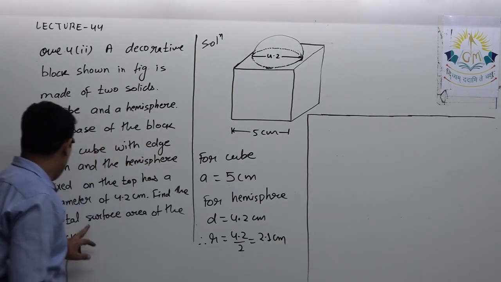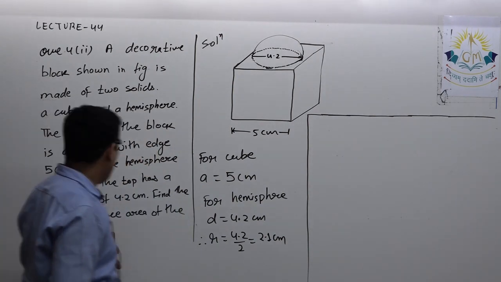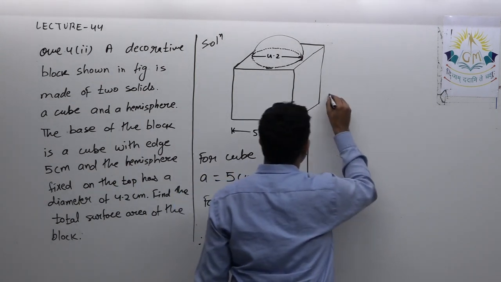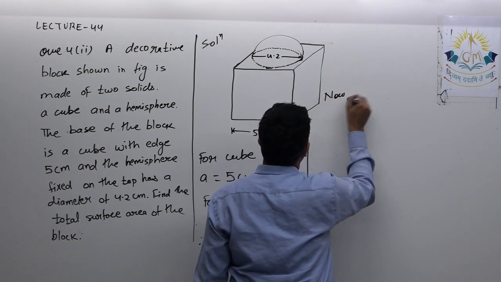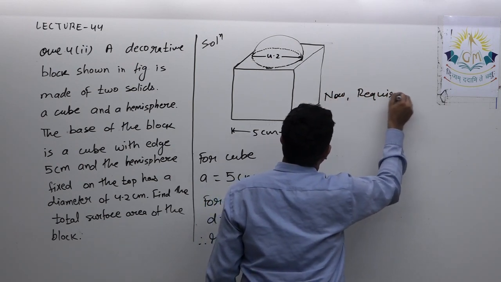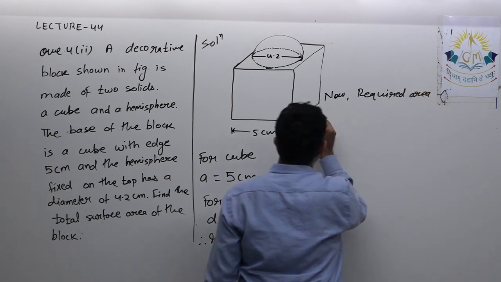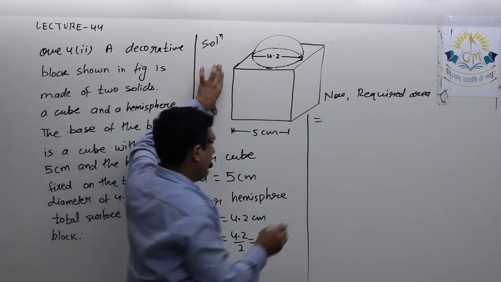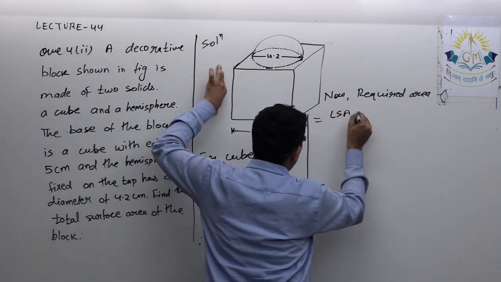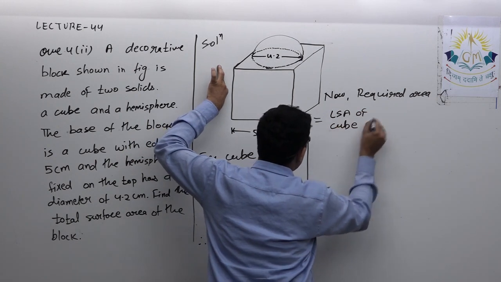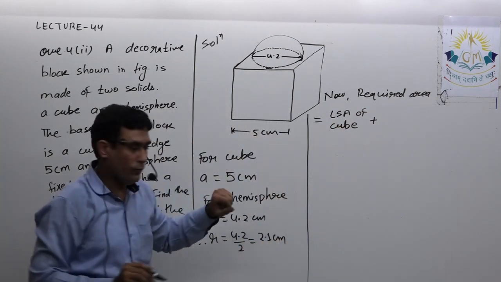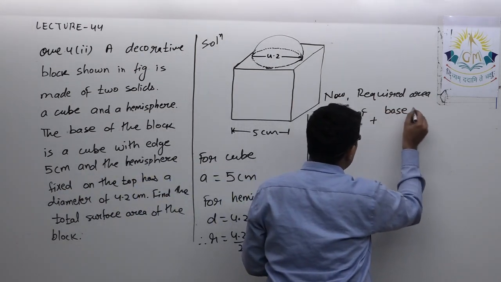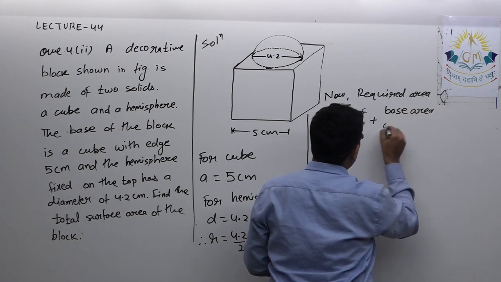So again I'm reading the question. What we have to find? Total surface area of the block. So instead of writing total surface area of the block, what will I write? Required area. Now required area is equal to, so first thing is, sorry, LSA of cube plus, that means I took area of all four walls, plus base area of cube.